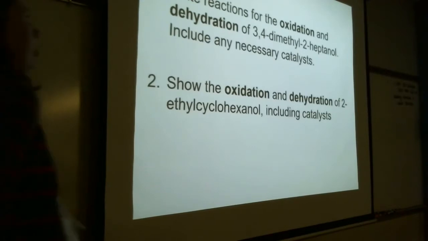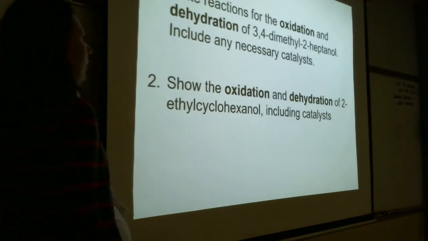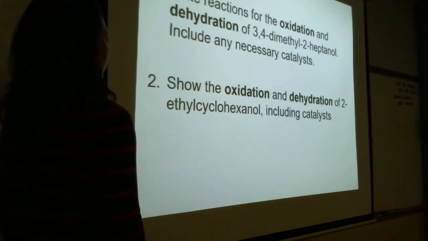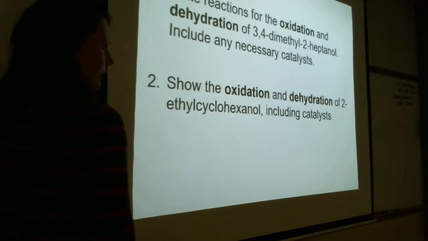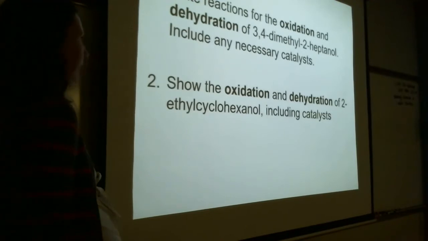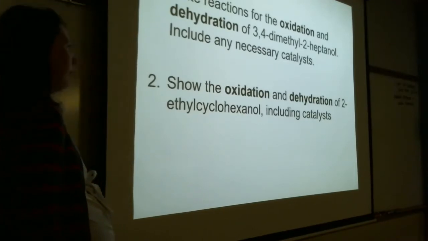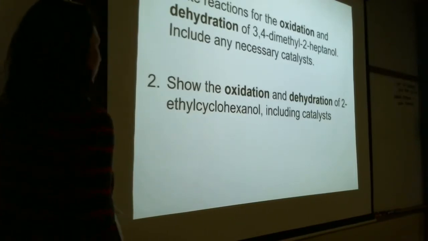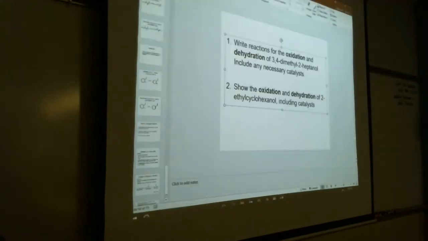So number 1, you're going to write 2 reactions, 1 for oxidation and 1 for dehydration of 3,4-dimethyl-2-heptanol, including any catalysts. So ask yourself, what's oxidation? Ask yourself, what's dehydration? And then do that again. Show me the oxidation reaction and also show me the dehydration reaction of 2-ethylcyclohexanol. So 1 is cyclic, 1 is linear. So you should have 4 reactions in total. I'm going to pause the video, give you a chance to try these, and then we'll go over it. And these will be the last 4 that we're doing today.